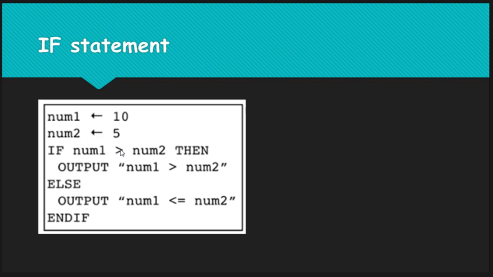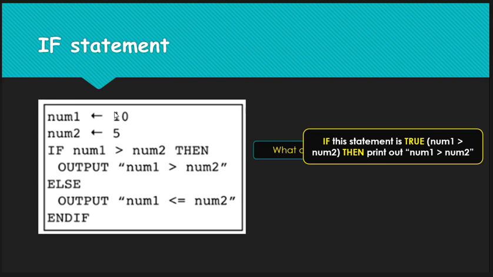We're going to look at what each of these lines does. This one here basically stores the number 10 into the num1 variable. We've got 5 stored into the num2 variable. And then we've got the if statement. So if num1 is greater than num2, then output "num1 is greater than num2". Else output "num1 is less than or equal to num2", and then end the if statement. Okay, and that is how you would write a piece of pseudocode.